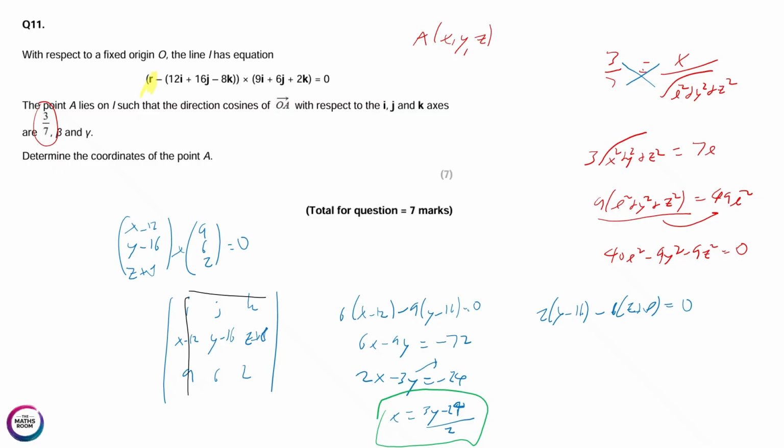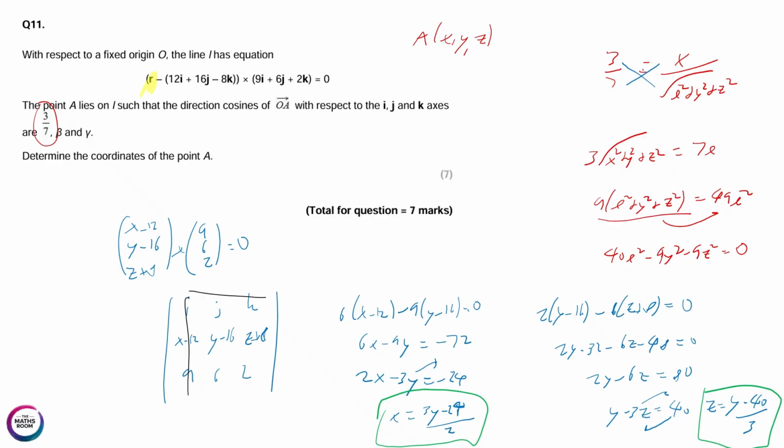So 2y minus 32 minus 6z minus 48 is 0. 2y minus 6z is going to be 48 plus 32, which is going to be 80. Divided by 2, y minus 3z equals 40. Now I want z in terms of y, so swap these two. So z equals y minus 40 over 3. Yeah, so I'm going to do it. Okay.